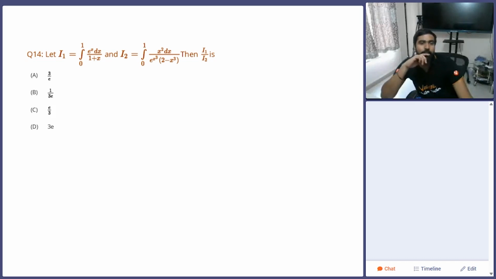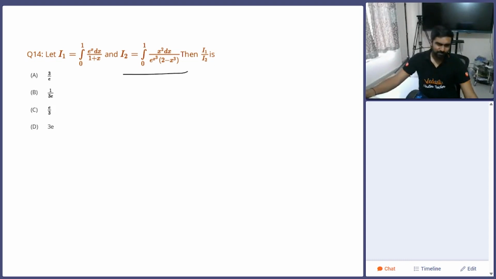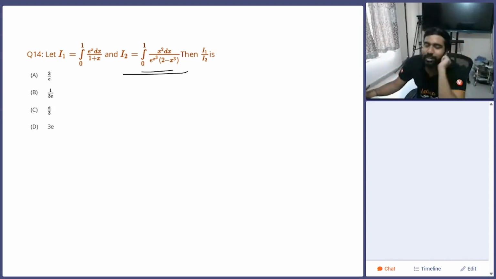Integral 0 to 1 e power x dx upon x plus 1 equals I1, and I2 is integral 0 to 1 x squared dx upon e power x cube into 2 minus x cube. Find I1 upon I2. This is a reduction wala question. Basically, the idea in these questions is whichever looks like the bigger integral, you need to work on simplifying it into the other one's format.